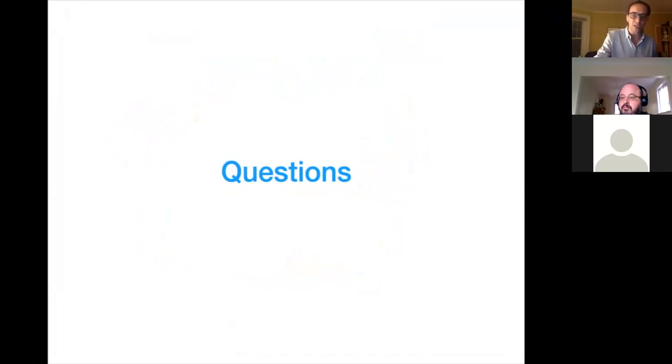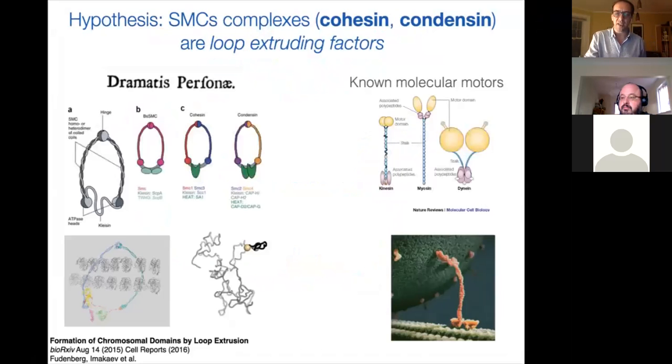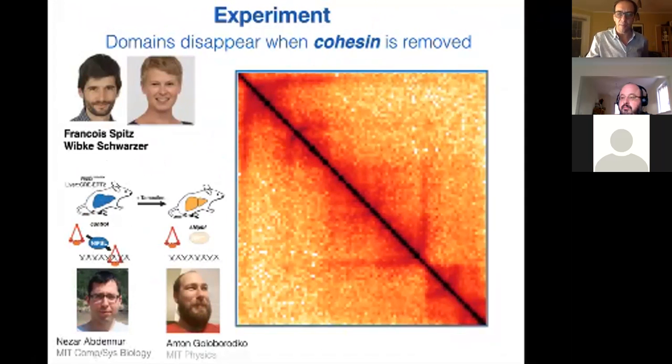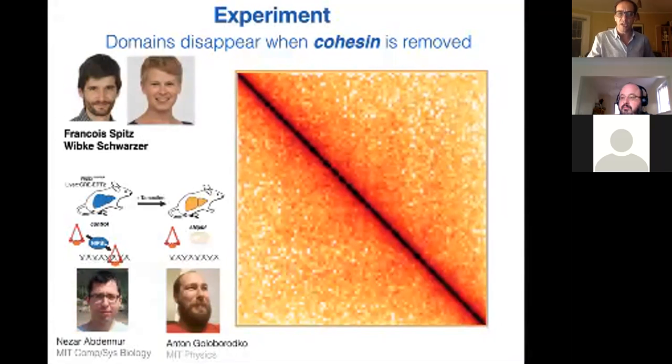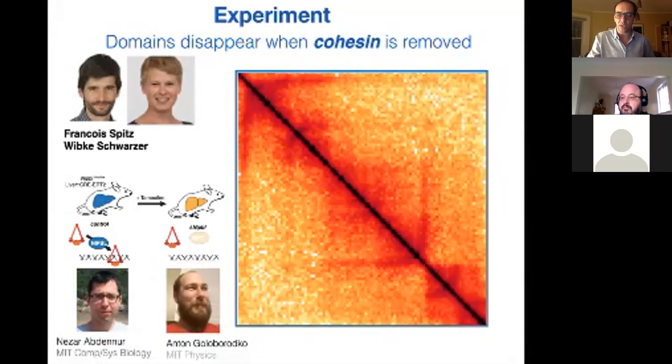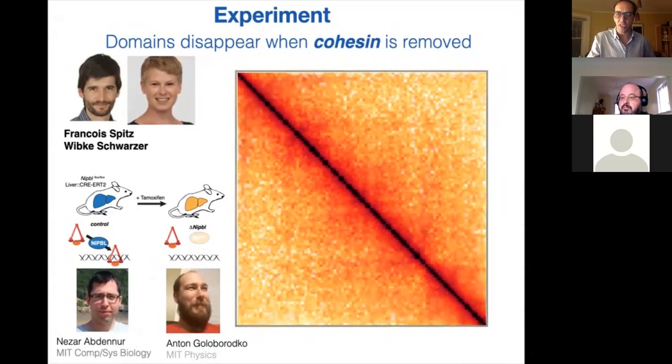So then we said, okay, there should be proteins that perform this function of loop extrusion, and there was some indirect evidence of that from experiments where you can get rid of these loop extruders in the cell. You can do Hi-C before, in the wild type, and then after you get rid of the loop extruding cohesin, all these features essentially fade.